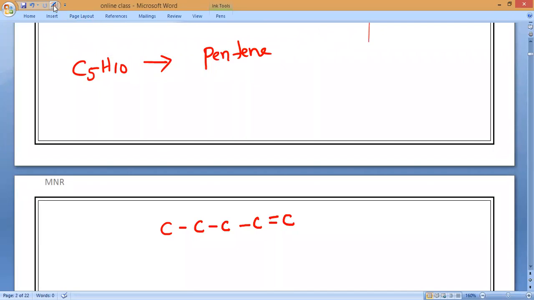So now draw the hydrogens. First carbon, how many hydrogens will come? 3 hydrogens. Second carbon, 2 hydrogens. Third carbon also 2 hydrogens. Fourth carbon, only 1 hydrogen. And the last carbon again 2 hydrogens. Remember, everywhere carbon should always satisfy how many bonds? 4 bonds. That is what you have to remember.